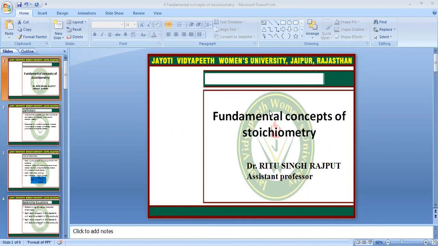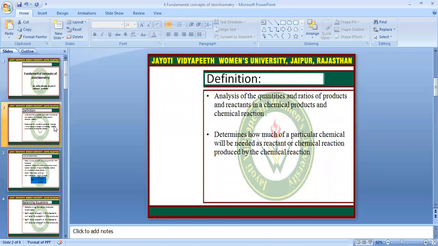Today's topic is the fundamental concept of stoichiometry. What is stoichiometry? It is the analysis of quantities and ratios of products and reactants in chemical reactions. It determines how much of the particles or chemicals will be needed as reactants, or produced by the chemical reactions.